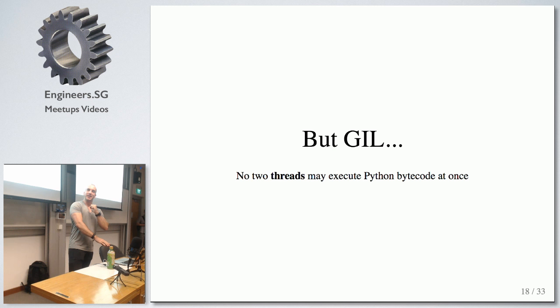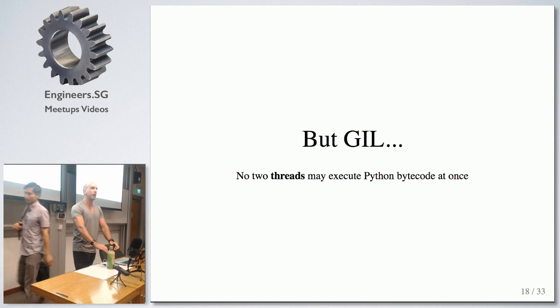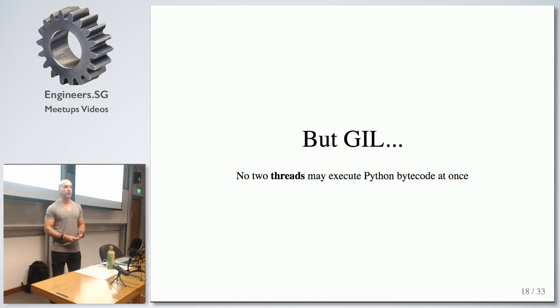This was a question from Kaishen. What about the GIL, the global interpreter lock? Has anyone ever battled with this in Python? A couple of people? Now we're getting into more esoteric territory.